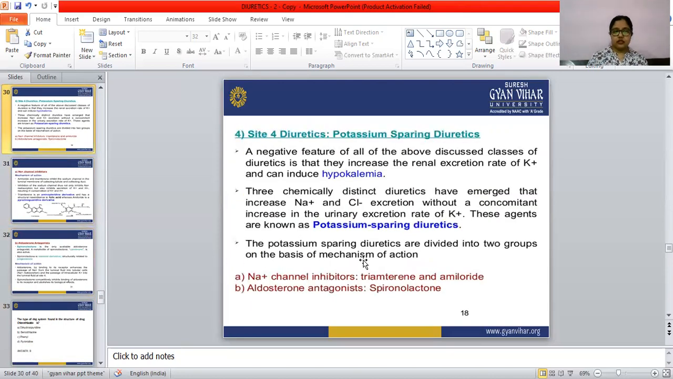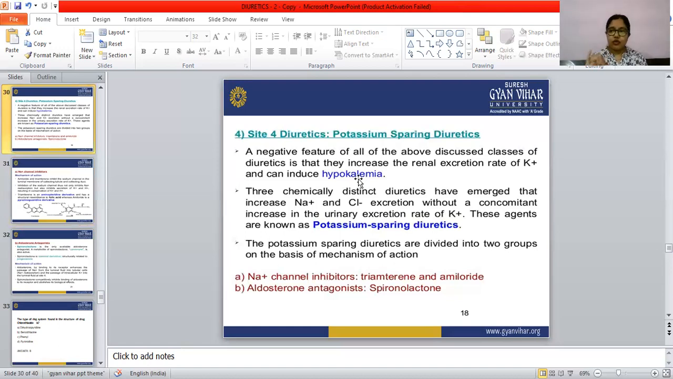So next in our drugs category, the classification of the diuretics is potassium sparing diuretics, which act at site 4 of the nephron. The negative feature of all the above discussed classes of diuretics is that they increase the renal excretion rate of potassium and can induce hypokalemia.